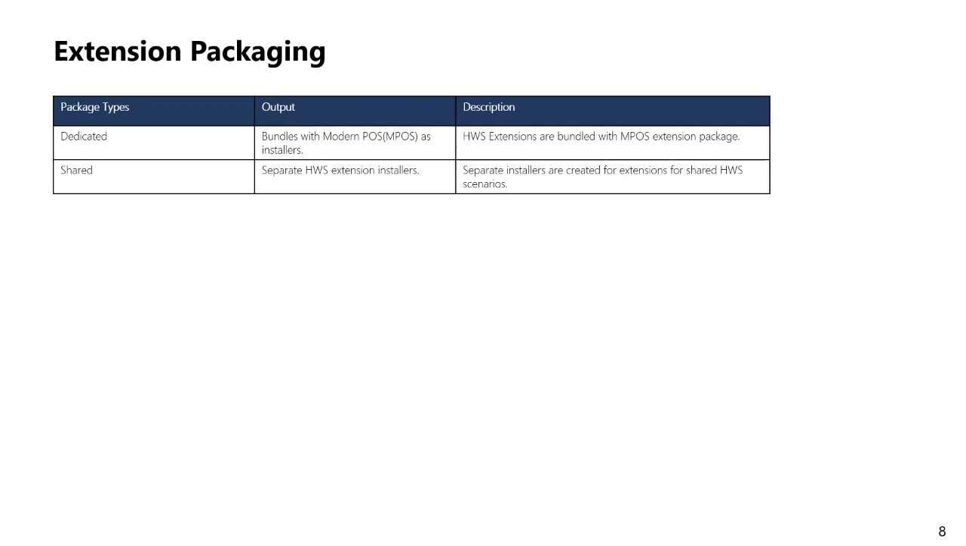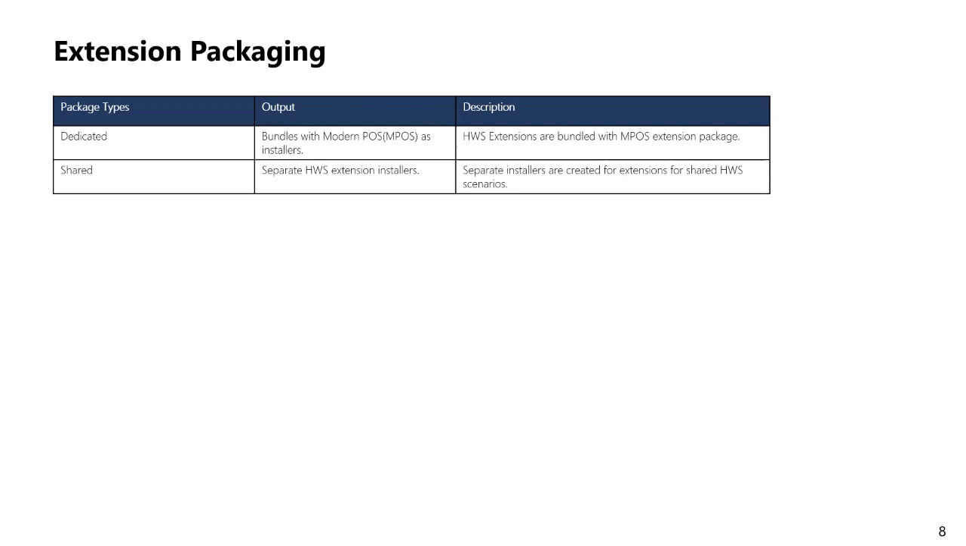Okay. So for dedicated, the hardware station extension will be packaged within the modern point of sale extension. You will create a modern POS extension project, the hardware station will be included as part of it, and then you generate a separate installer. The second type of deployment is the shared, where you create a separate shared installer, and it can be installed as an add-in to the existing shared hardware station installer, which can be consumed by the cloud point of sale or the modern point of sale, depending on your topology.